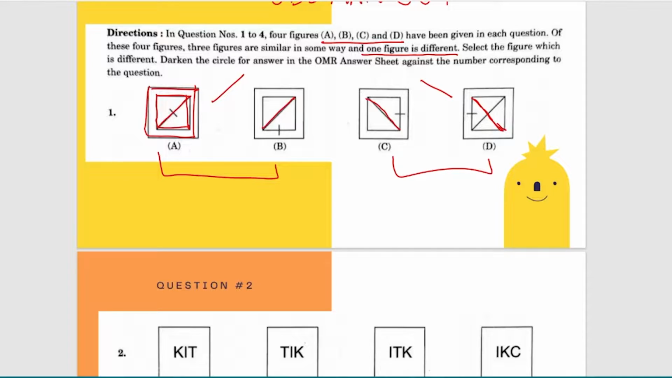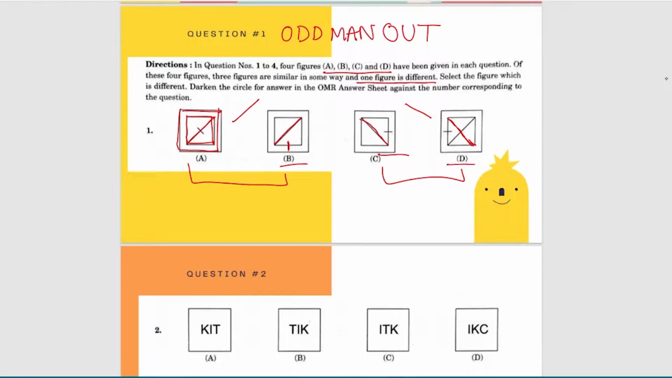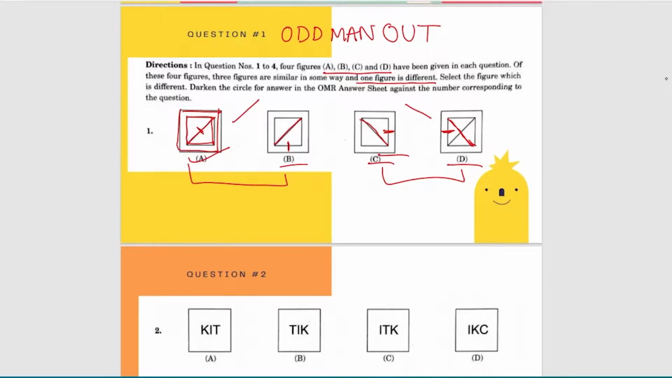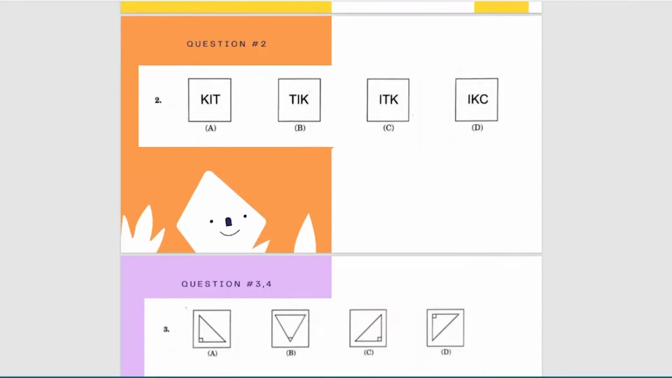So what is the thing that is singling the odd one out? Over here there is a line, and in B, C and D, this line is on the side of the smaller square. But in A, this line is on the diagonal of the smaller square. So that's why A is the odd man out. Now let's look at question number 2.